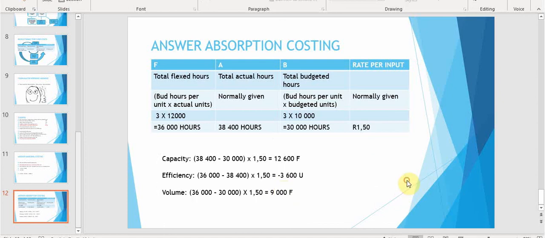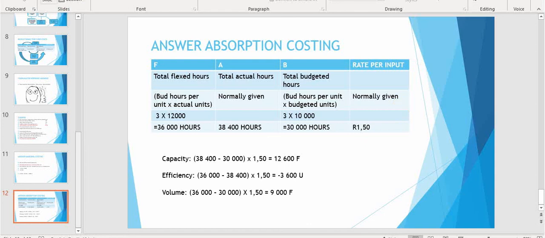So this is how we do those three variances when we have an absorption costing system. You need to do your fab block, and I will advise you to actually draft this block as an additional calculation so that we can see where your answers come from.